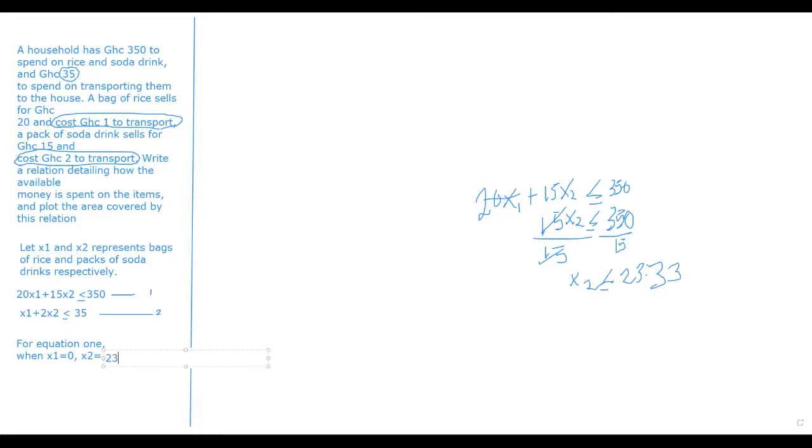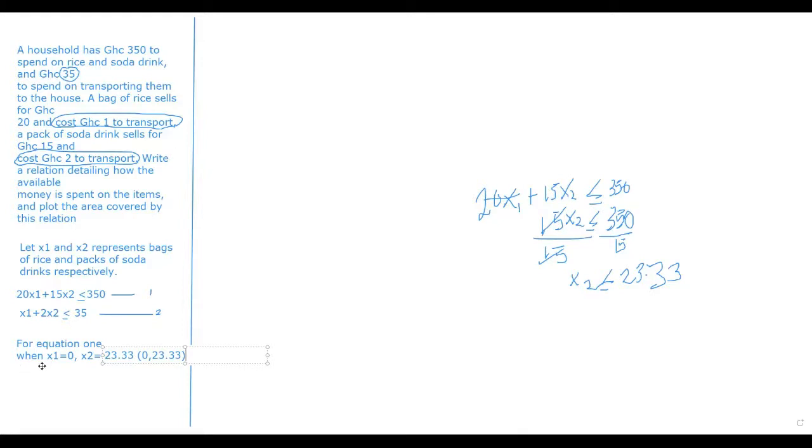So 23.33. Now in SHS or GHS, S1 will represent X and S2 will represent Y. So this is how we write it: 0, comma, 23.33. I hope you remember how to write these coordinates.